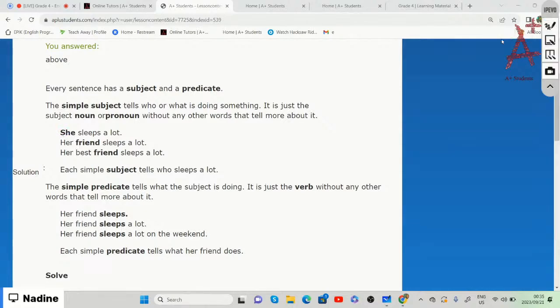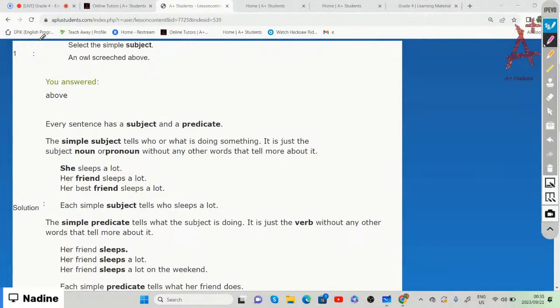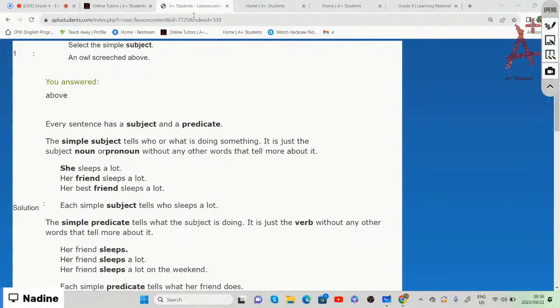All right. We need to select the simple subject. An owl screeched above. The simple subject, remember, is the noun. If we select the noun, the simple subject, then it is only owl. Not an owl, not the owl, just owl. And that is our simple subject.